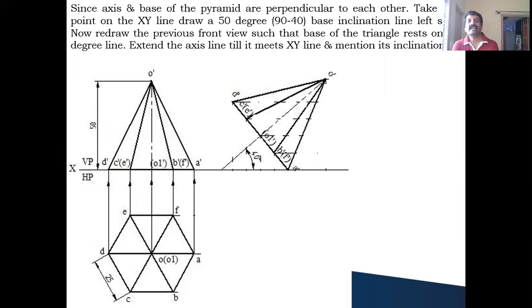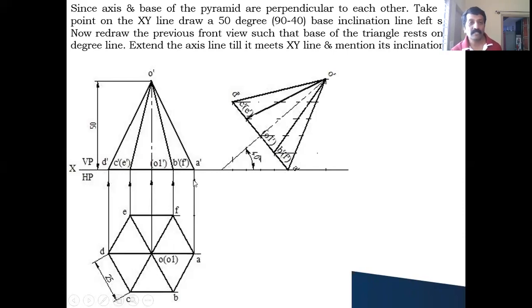Next, second position, what he says, the axis is inclined at 40 degree. If the axis is inclined at 40 degree, the base should be 90 minus 40, that is 50 degree. You have to take the base inclination. That's why what I have done, the XY line I have taken any one of the point and I have drawn the 50 degree line on the left side like this. Whichever the point I have taken, from there I have drawn the 50 degree line. I will call that as the corner where it is resting.